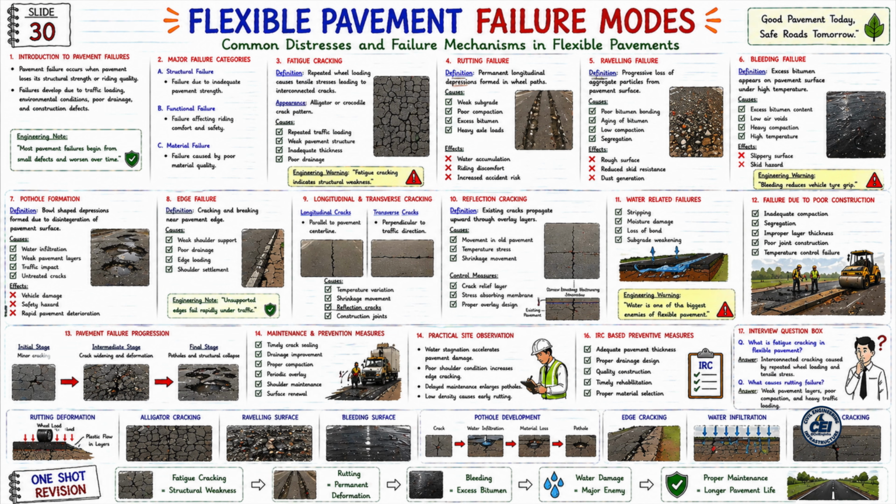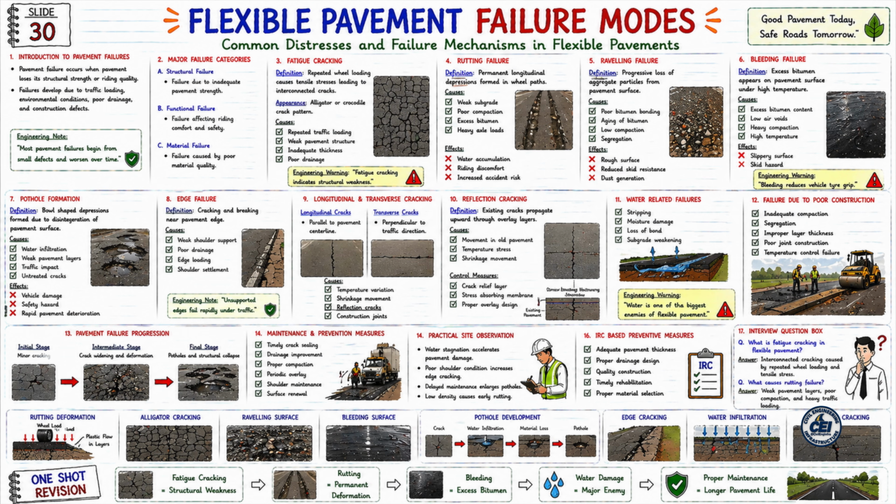Now let us look at the seventh topic. Pothole formation. Potholes are bowl-shaped depressions, which develop due to pavement surface disintegration. Now look at the causes. Water infiltration. Weak pavement layers. Traffic impact. Untreated cracks. Now see the effects. Vehicle damage. Safety hazard. Rapid pavement deterioration. And potholes are the most common issue in field complaints.